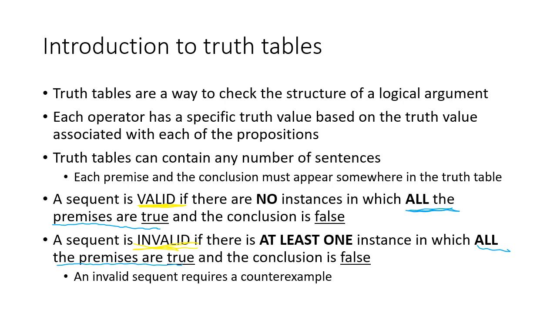So when we're evaluating validity, we start from a position of saying this argument is valid, and it can only be invalidated by showing that there is an instance in which all the premises are true and the conclusion is false. It's automatically valid, but it can be invalidated if you can find an instance in which all the premises are true and the conclusion is false. That's the emphasis here. And if it's invalid, it requires a counterexample, which we'll go through as we do the practice problems from here on out.